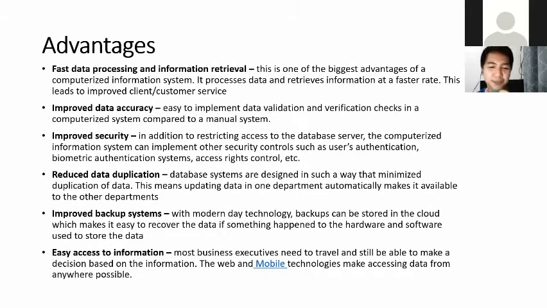Provide improved backup systems. With modern day technology, backups can be stored in the cloud, which make it easy to recover the data if something happened to the hardware and software used to store the data. The last advantage is easy access to information. Most business executives need to travel and still be able to make a decision based on the information. The web and mobile technologies make accessing data from anywhere possible.